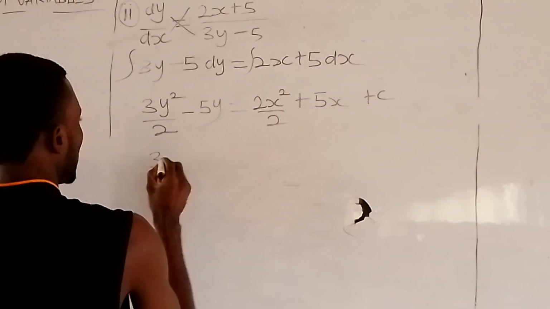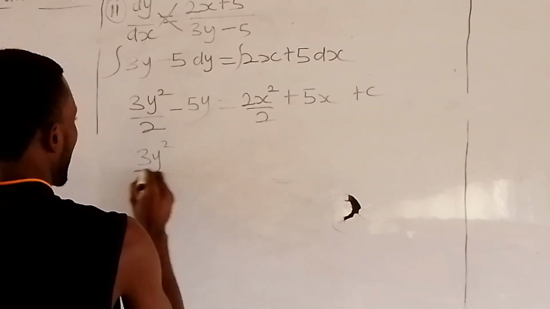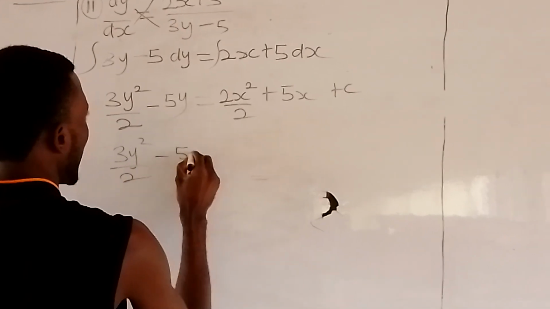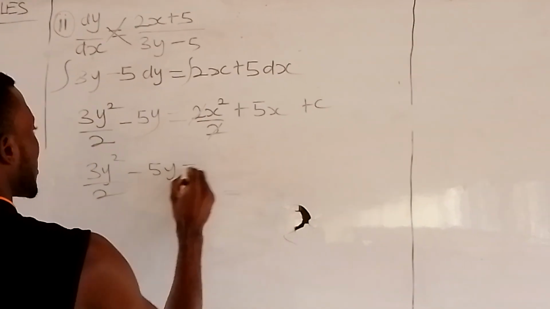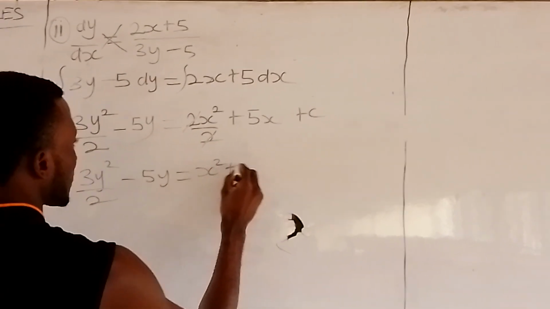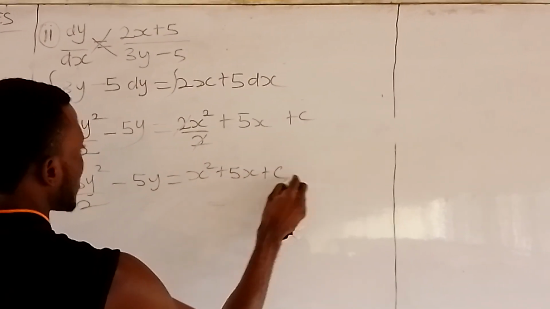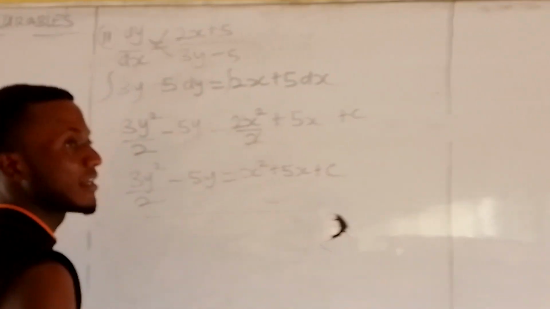This will be further written as 3y squared over 2 minus 5y. Then the 2 cancels the 2, leaving us with x squared. That equals x squared plus 5x plus your constant of integration. Simple. So that's the final answer to that equation.